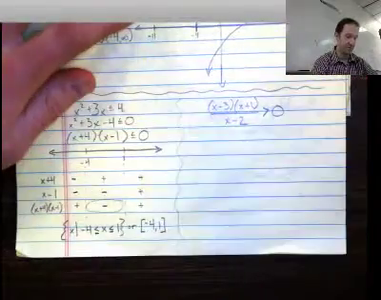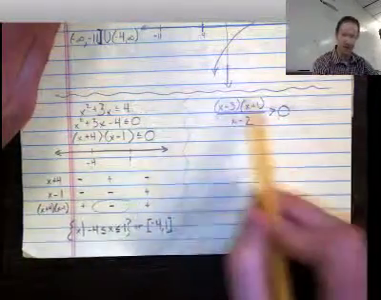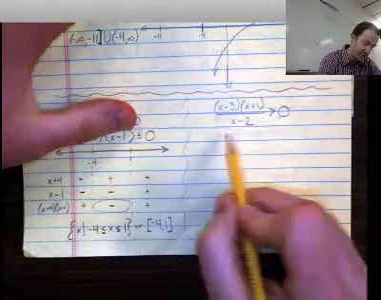Let's take a look at this one. This one, you're doing it the same way. We need it in a factored form, just like we needed this one. This one's already in a factored form. That's actually kind of nice.